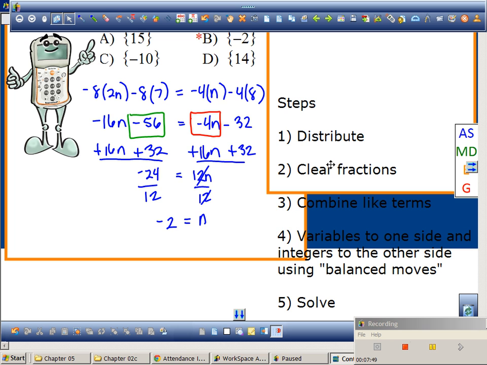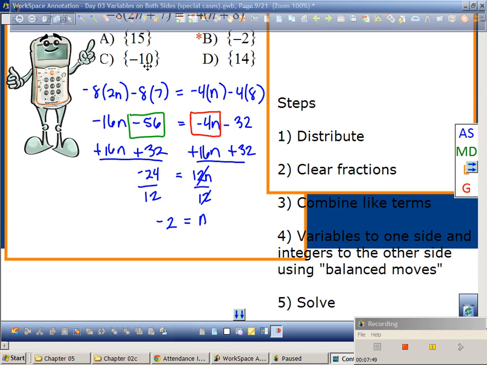Yes. We have a 4 to both sides instead of 16. Mm-hmm. Yep. You know why? Because you still used a balance move. You added 4 to both sides, and you got negative 12 and positive 24 on the other side. Exactly. Good job.